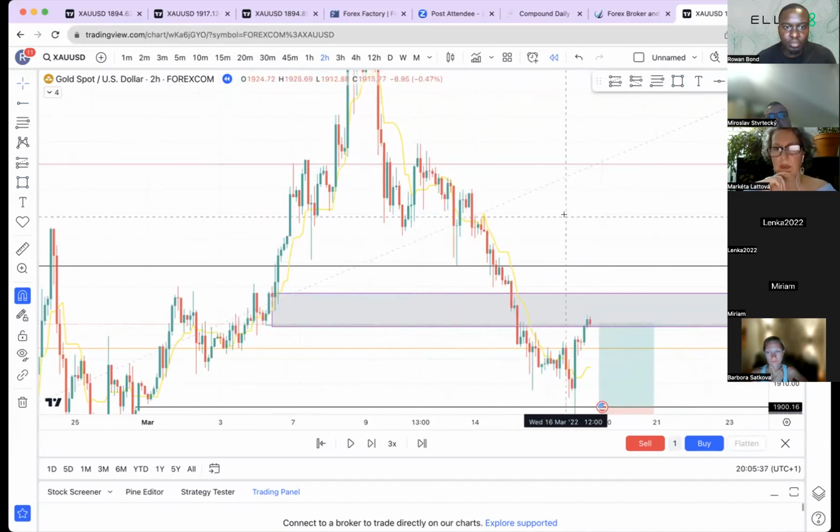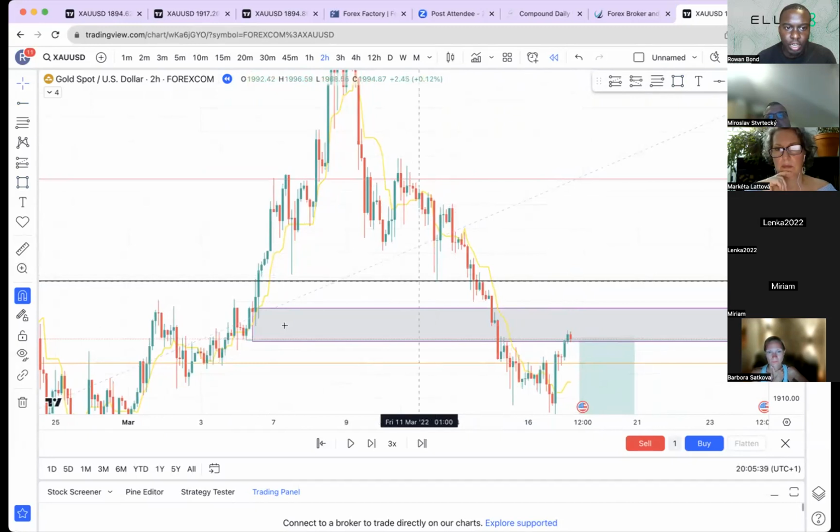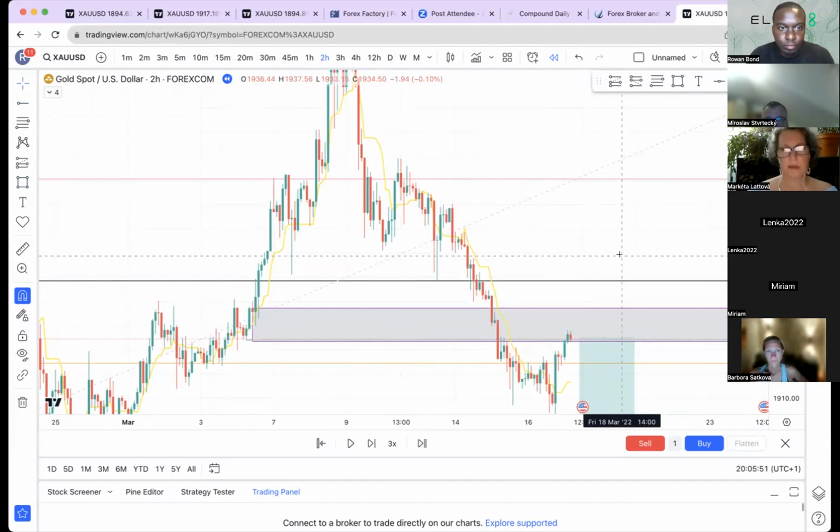See, in the 2 hour, it's not really giving us an indication that it's going to continue selling from this area. It's not giving you any candlesticks here.